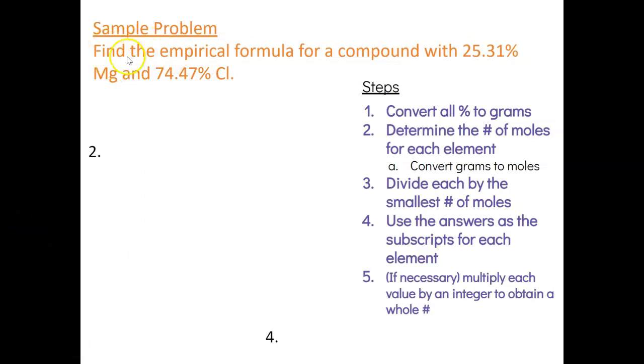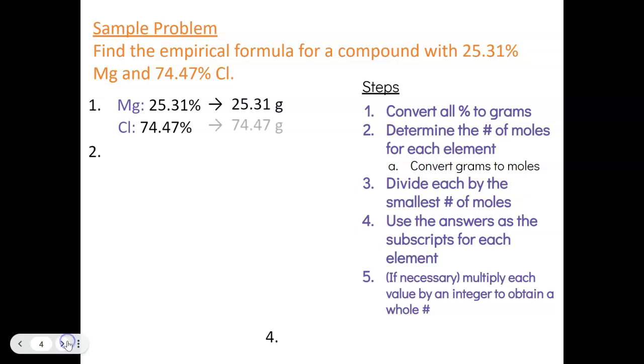So again, we're going to do the same problem. We're going to find the empirical formula for a compound with 25.31% magnesium and 74.47% chlorine. The first thing we need to do is convert to grams. We're going to assume we have 25.31 grams of magnesium and 74.47 grams of chlorine. Now we have to convert from grams to moles, from grams of magnesium to moles of magnesium, and from grams of chlorine to moles of chlorine. We're going to do magnesium first.